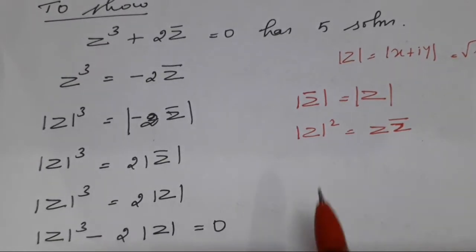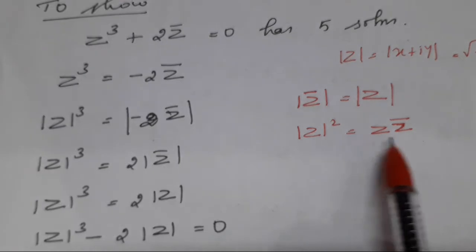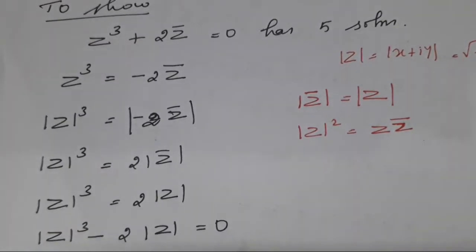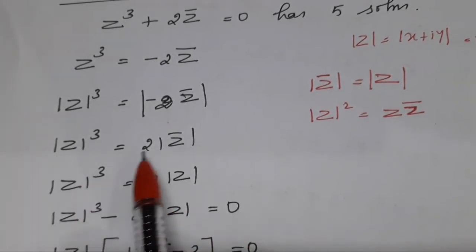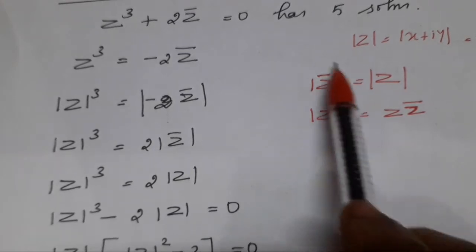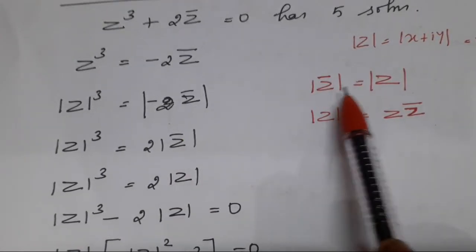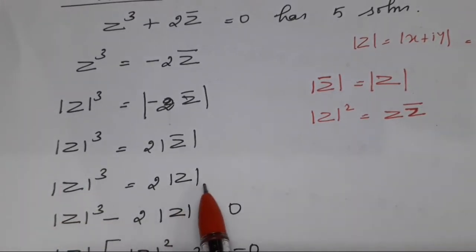For this sum, modulus of z bar equals modulus of z, as well as modulus of z square equals z into z bar. That is, z into z bar equals modulus of z square. Using the two properties, we are going to apply this sum. Now modulus of z cube equals 2 into modulus of z bar. Instead of modulus of z bar, write what? Modulus of z. Therefore modulus of z cube equals 2 into modulus of z.